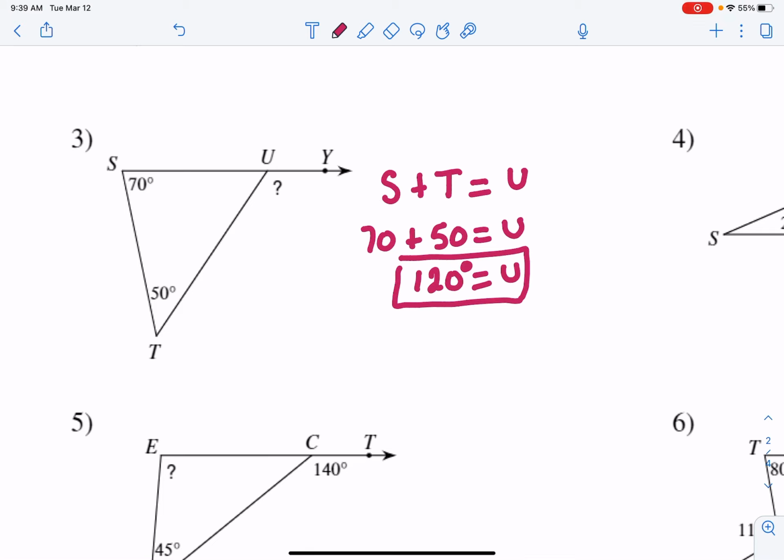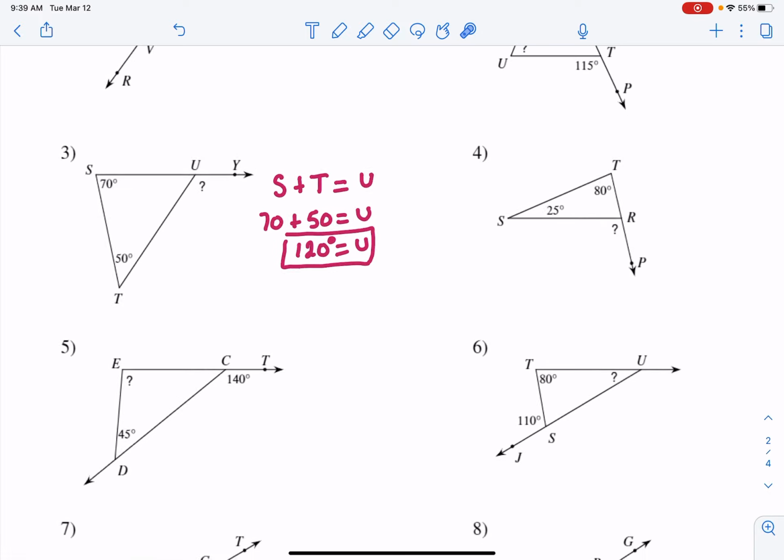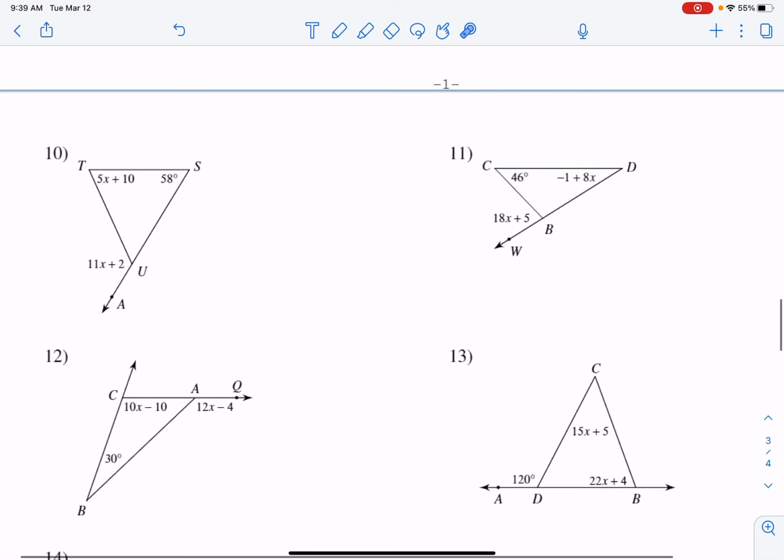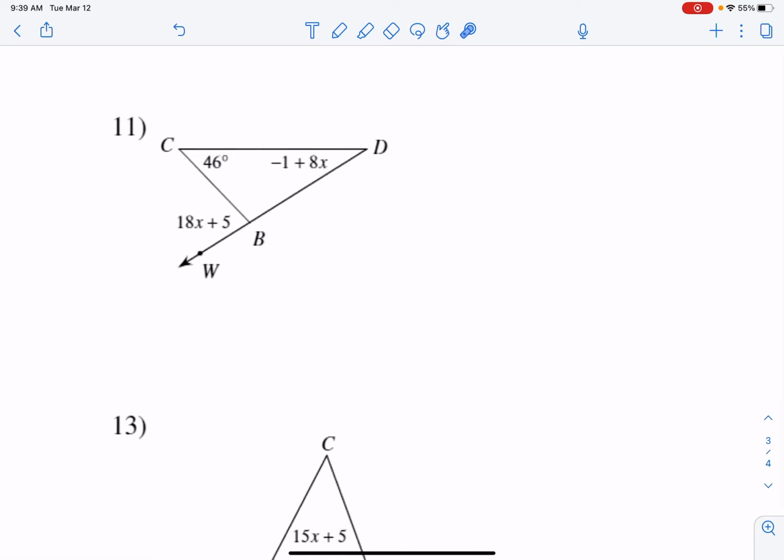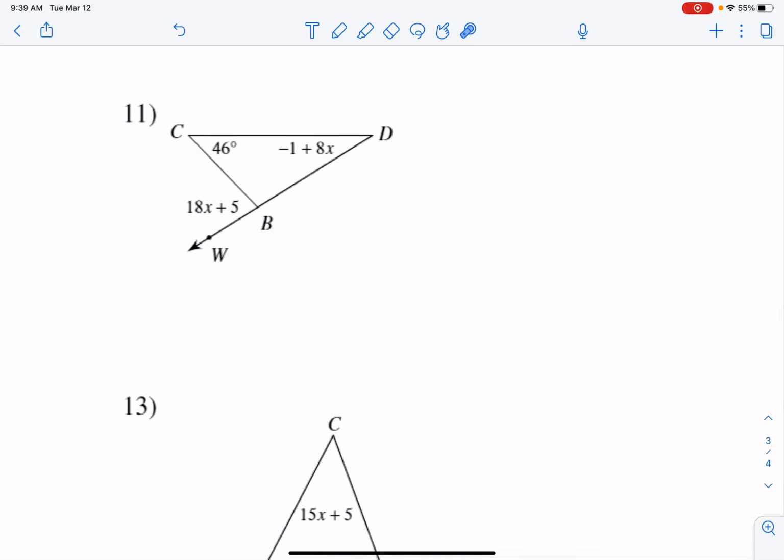Let's jump to the back of the page. I want to make sure I do some of the more trickier problems with you. So we're going to jump to number 11. All right, so notice that we now have some expressions here. It's not just numbers. So we're going to write an equation and solve the equation for x, because that's what the instructions are asking for in numbers 9 through 13 or 14 for you to solve for x.